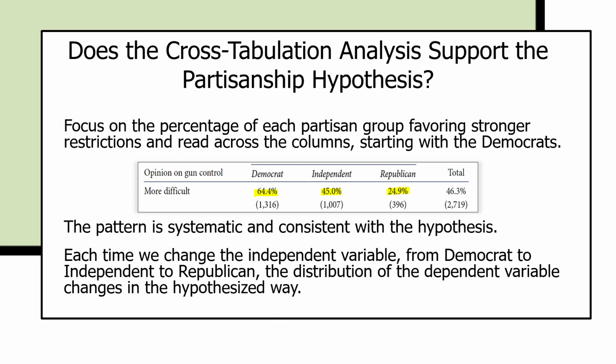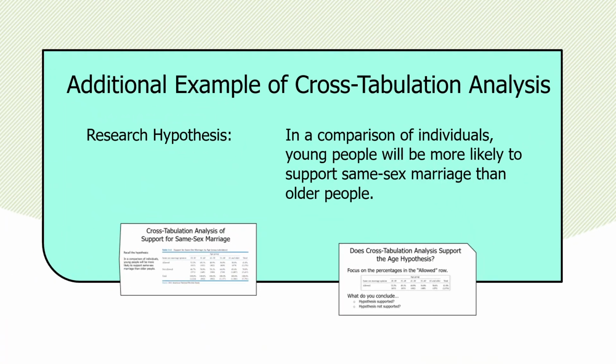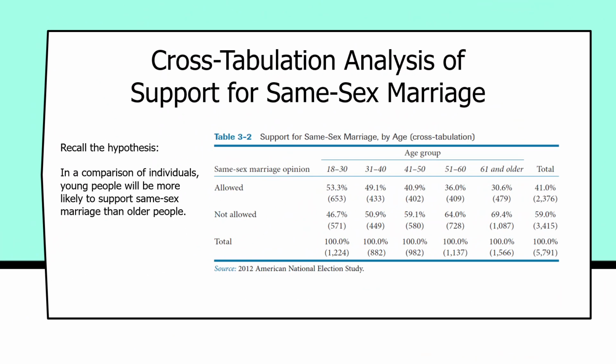Okay, let's do another example so to get comfortable with it. In a comparison of individuals, young people will be more likely to support same-sex marriage than will older people. Let's test it. Here's the crosstab. Now we have more categories of the independent here. 18 to 30-year-olds are in this column, 31 to 40, 41 to 50, 51 to 60, 61 and older in this column. And to reemphasize, the percentages are of categories of the independent.